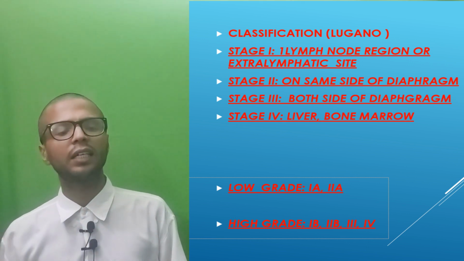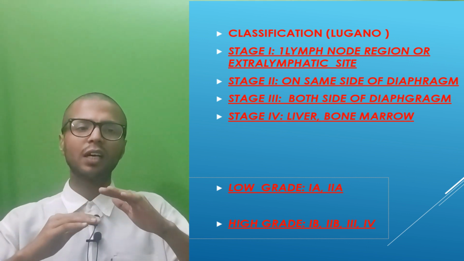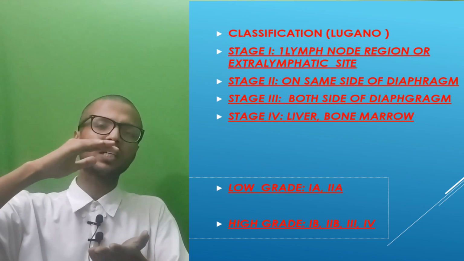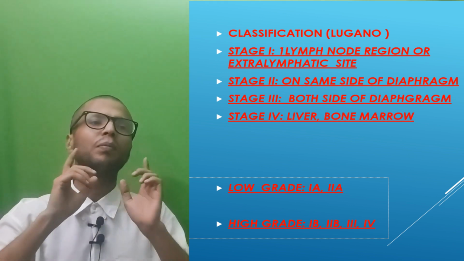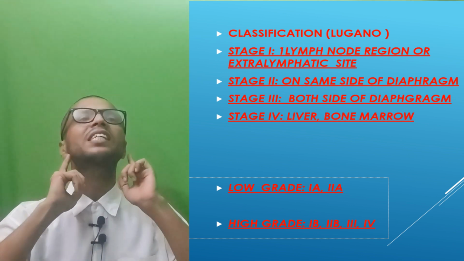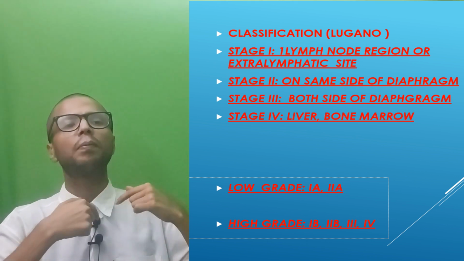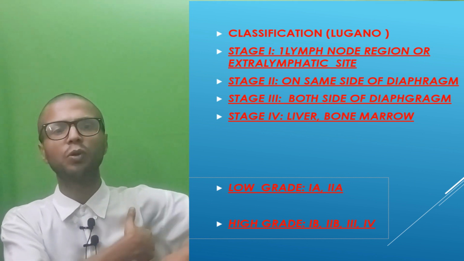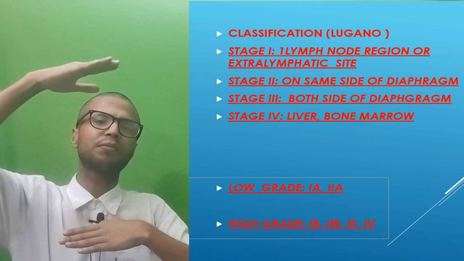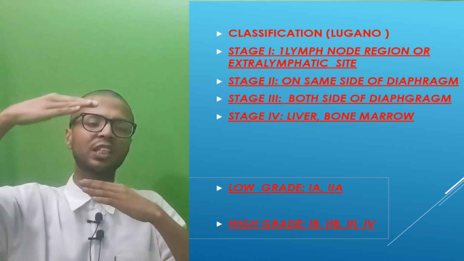Okay, and stage 2 is where there can be lymph node involvement but on the same side of the diaphragm. For example, let's say a patient has cervical lymph node, mediastinal lymph node, axillary lymph node, but these are all on the same side of the diaphragm, above the diaphragm. So this is stage 2.